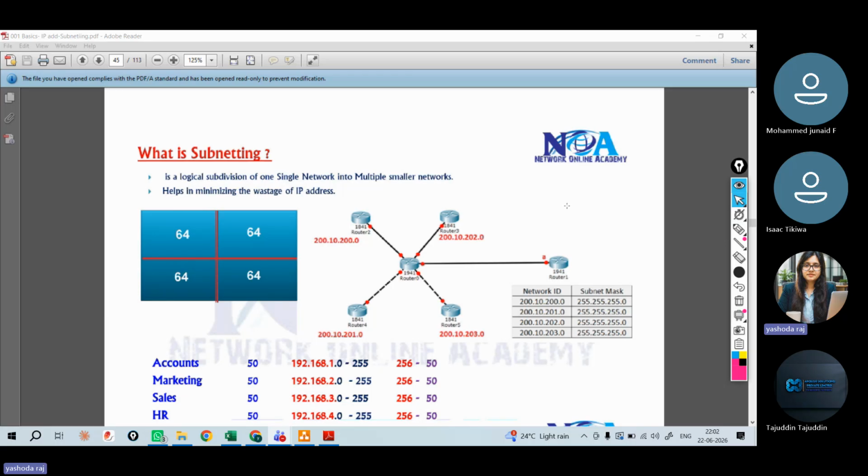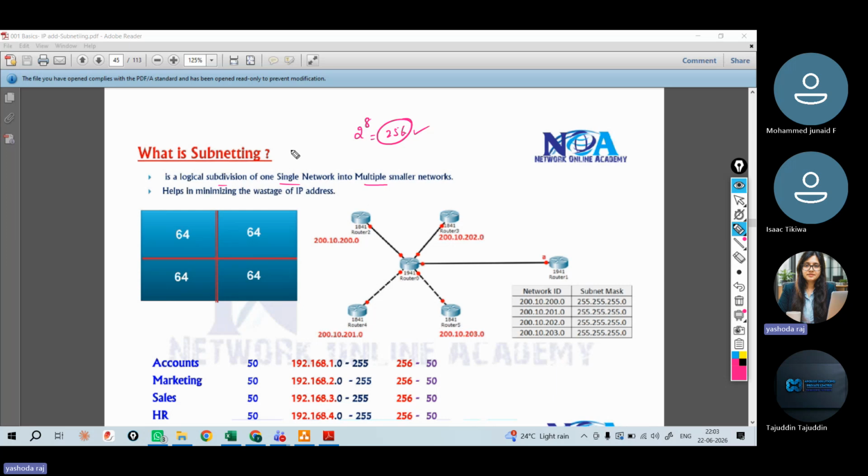So subnetting. Till now we had gone through this: if I say a class C IP address, how many host addresses were available in class C? 2 power 8, that is 256 hosts were available, right? Subnetting is a logical subdivision of one single network into multiple smaller networks.